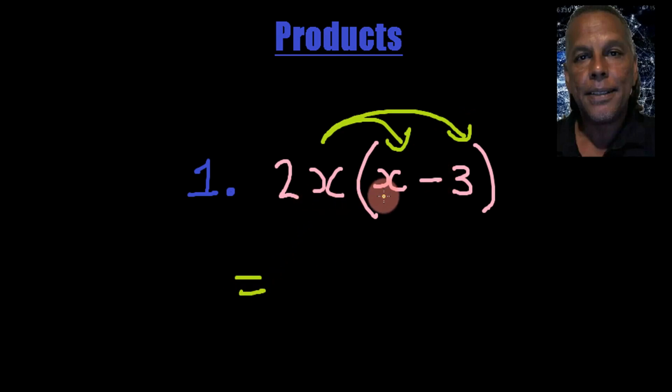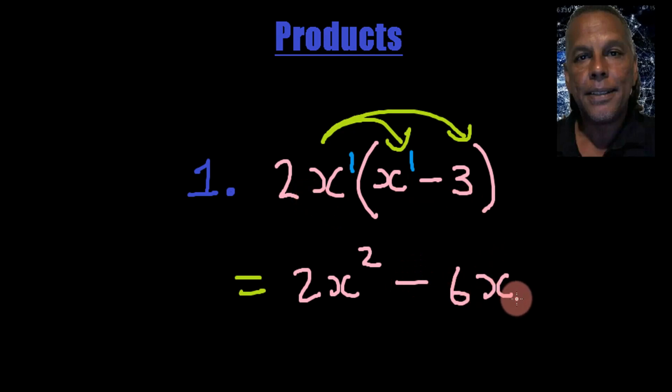So 2x times x, we know that when we multiply two numbers that are the same, we add the powers. Both of these x's have a power of 1, which we don't write. So 2x times x will give us 2x to the power of 1 plus 1, so 2x squared. Then we have the negative, and 2x times 3 will give us 6x.